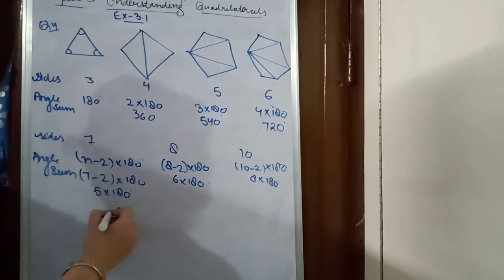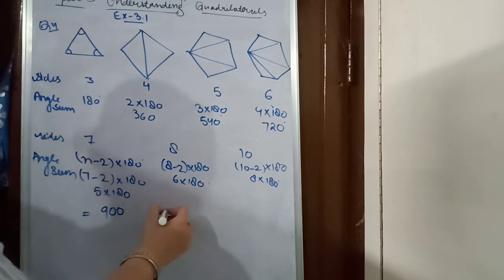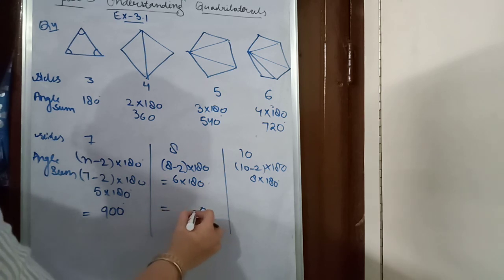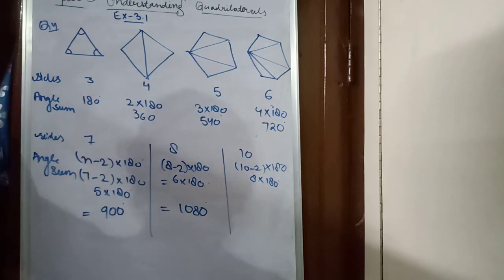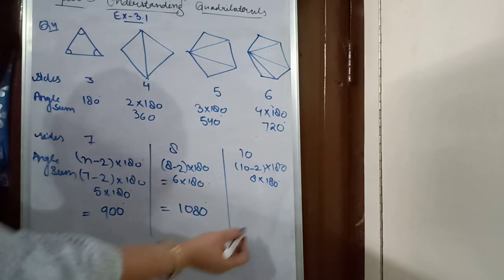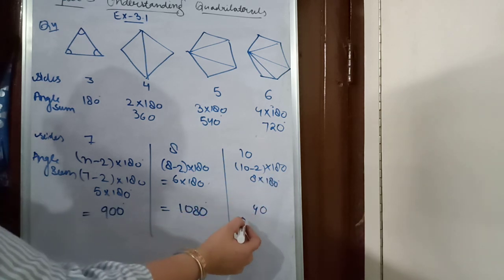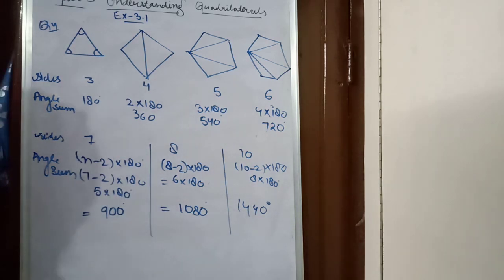Okay, so what will you get here? 5 into 180 is 900. The angle sum of a 7-sided figure will be 900. Here 6 into 180 will be 1080. Here 8 into 180 will be 1440. This is the angle sum of 10 sides.